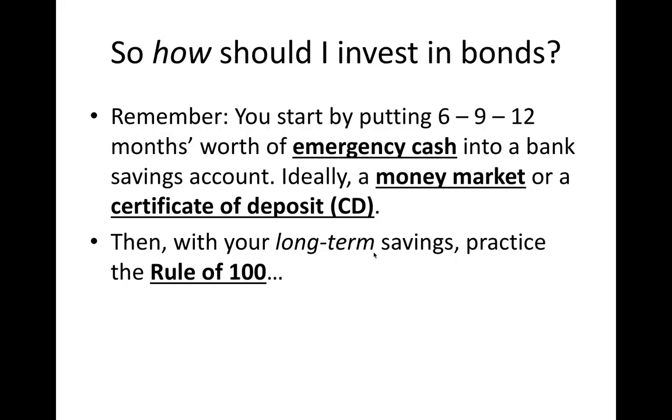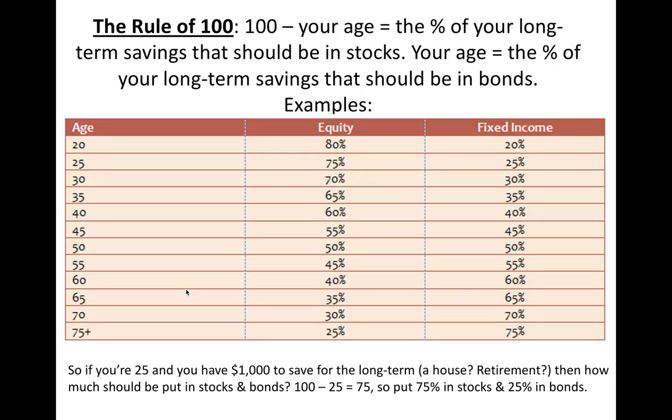Then, with your long-term savings, you practice what we call the rule of 100. The rule of 100 says you take 100 and you subtract your age. That's the percent of your long-term savings that should be in stocks. Your age is the percent of long-term savings that should be in bonds.